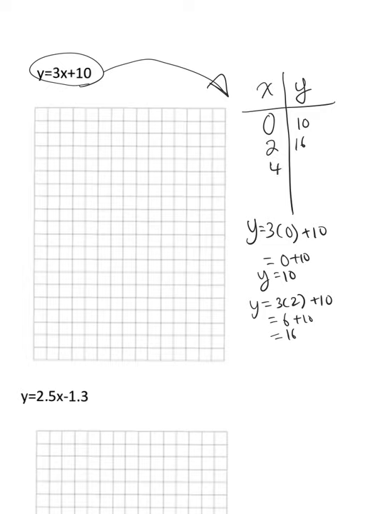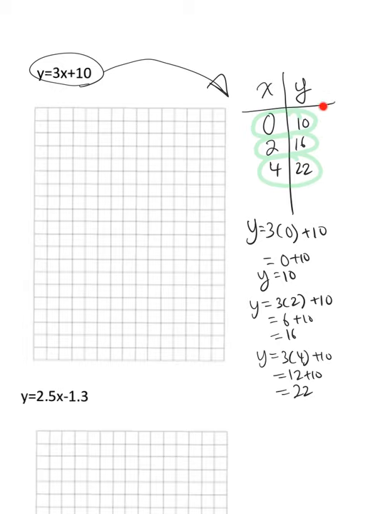Let's do another one, when x is equal to 4. So y is equal to 3 times 4 plus 10. That gives us 12 plus 10, which is equal to 22. So 4 and 22 are ordered pairs here. Now I have 3 points to work with: 0 and 10, 2 and 16, 4 and 22. This tells me that when x is 0, y is 10. When x is 2, y is 16. When x is 4, y is 22.